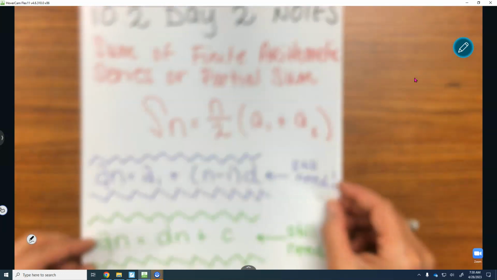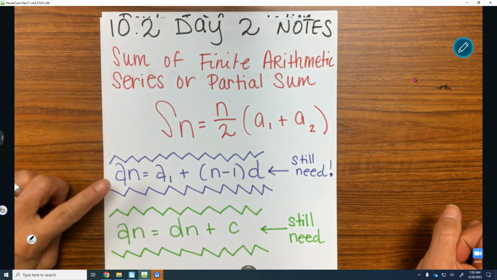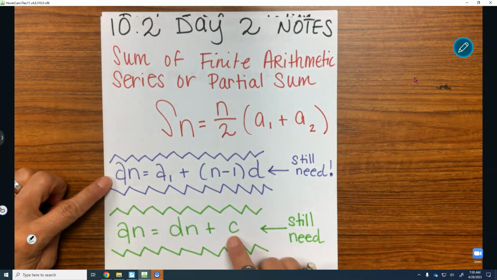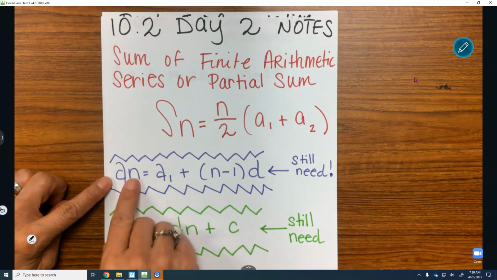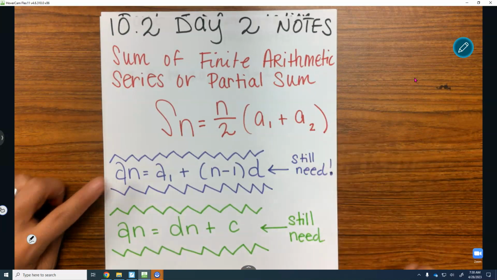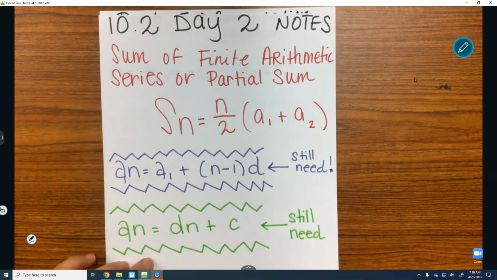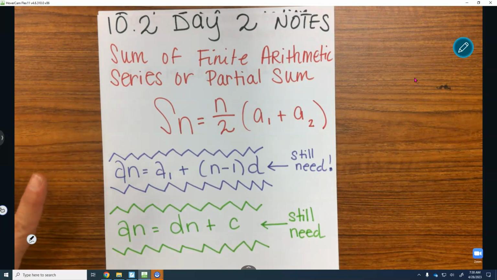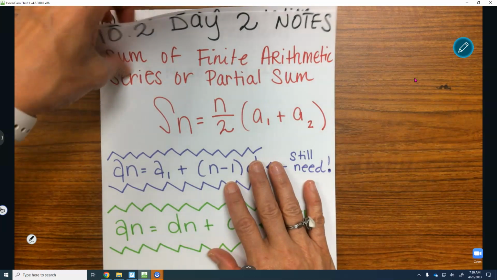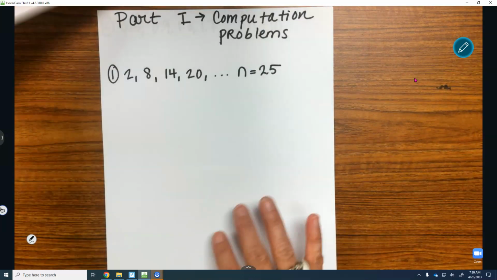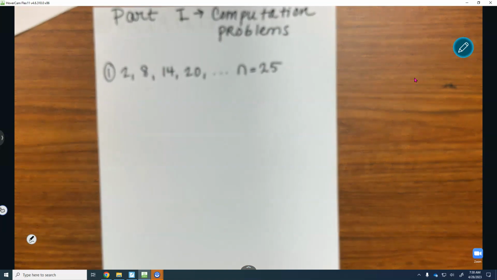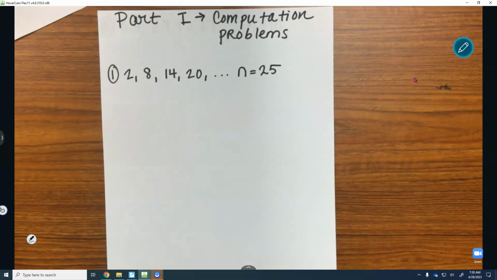Since I know the difference, guys, I'm going to use this formula in purple because I don't want to try to find C. So I'm just going to go straight to finding the 25th term, and then I'm going to use this red formula. So looking at my tools, finding the most efficient method is all part of the game here on 10.2. Since it's purple, I'll just continue with it.